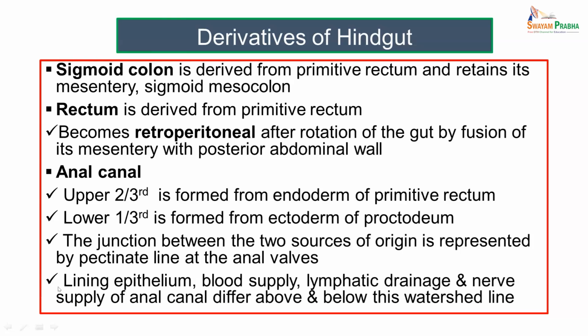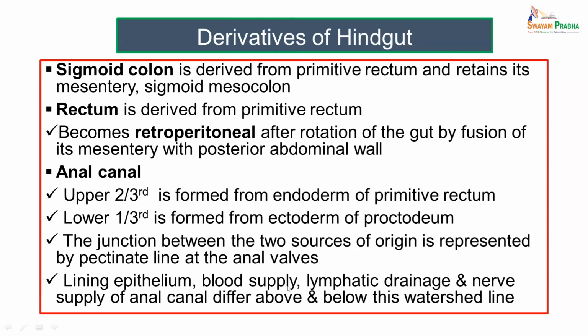Above the pectinate line, the lining epithelium of anal canal is simple columnar epithelium, while below the pectinate line, it is stratified squamous non-keratinized epithelium. Simple columnar epithelium is similar to the rest of the colon derived from the endoderm of the gut tube, while the lower one-third of anal canal receives the stratified squamous non-keratinized epithelium similar to the structures derived from ectoderm because it is derived from proctodeum.